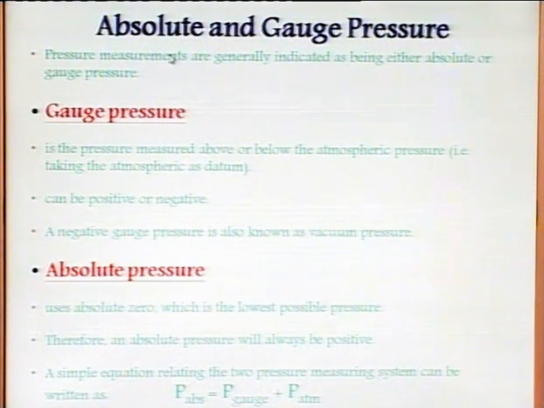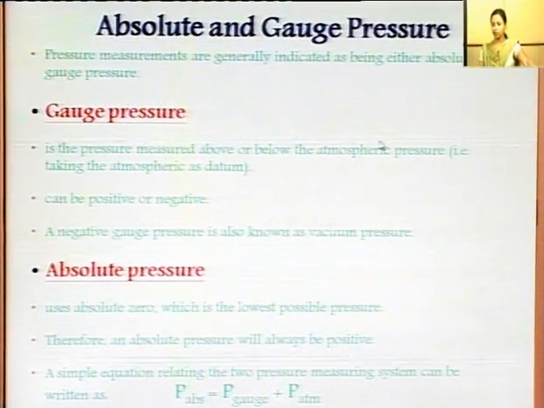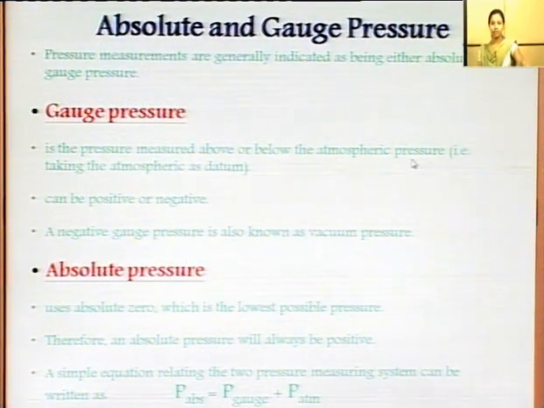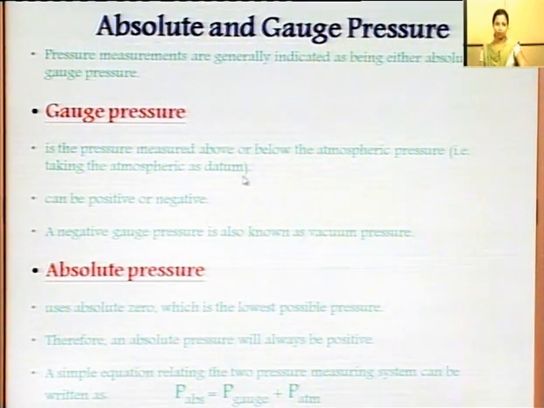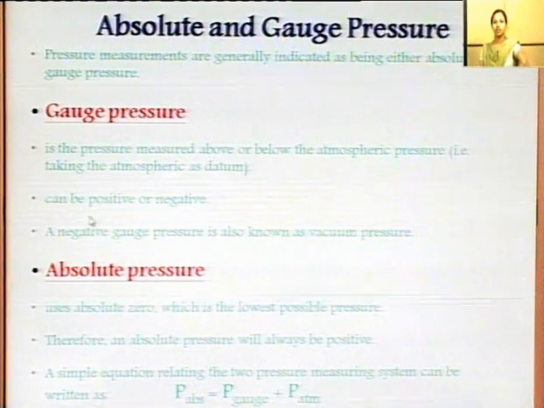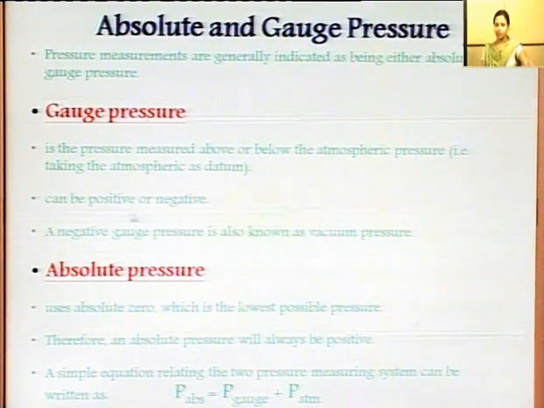Some concepts about absolute and gauge pressure. Pressure measurements are generally indicated as being either absolute or gauge pressure. Gauge pressure is the pressure measured above or below the atmospheric pressure, that is, taking the atmospheric pressure as the base or the reference point. It can be negative or positive.